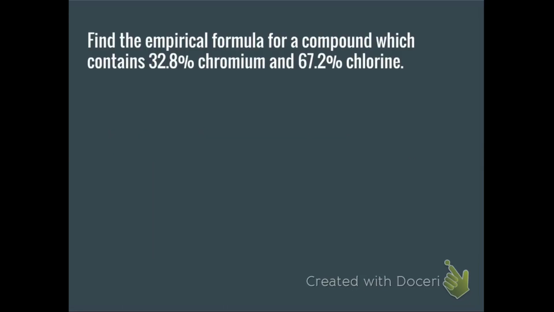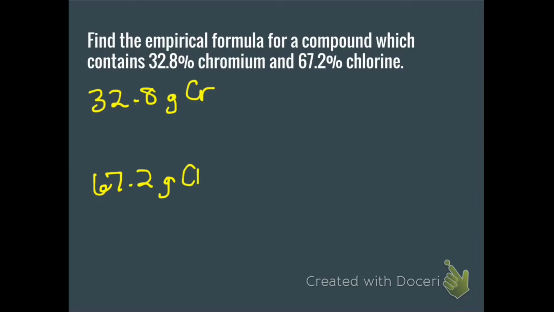So this was a much more straightforward problem for finding empirical formula from percent composition because there's only 2 elements. We should remember from the notes we just took that we needed to assume that we've got 100 grams of our substance just to make our math easier. So we've got 100 grams, and percent equals grams. So we know we've got 32.8 grams of chromium and 67.2 grams of chlorine. And we know our next step is always going to be to get grams into moles.